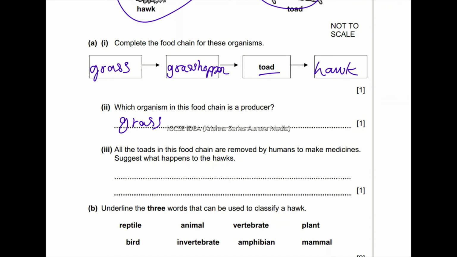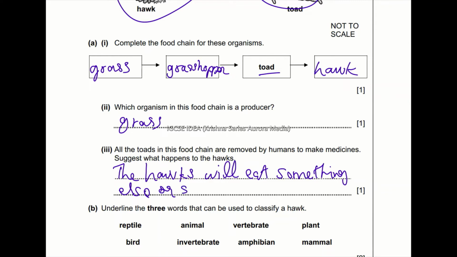Okay, there are many ways to express this answer, like the hawks might die, the hawks might starve, the hawk won't have any food, or it will just move to another food. So I'm going to write this. The hawks will eat something else or starve.